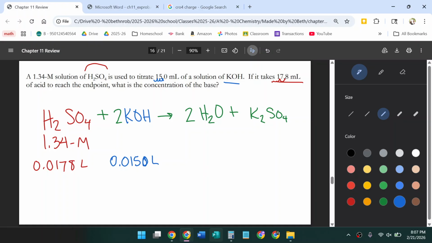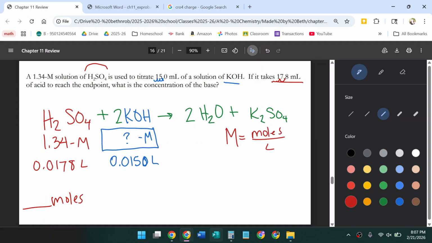And what they want to know is what is the concentration of the base. The concentration is the molarity. So they want to know, what is this? Well, that's not too bad because, again, we're in an equation, we got to work with moles. So we're going to do the same thing. What is the equation I'm working with? Let's say it together. M equals moles over liters.